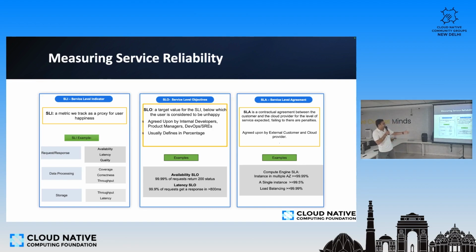Okay, and the second example: if you are offering data processing or ETL services to your customer, what would your metrics be? Your metric will be coverage, meaning you want your data pipeline to cover the entire data, right? You want the data to be correct, and the throughput, right? How much data can I feed in at one time? So you need all those metrics.